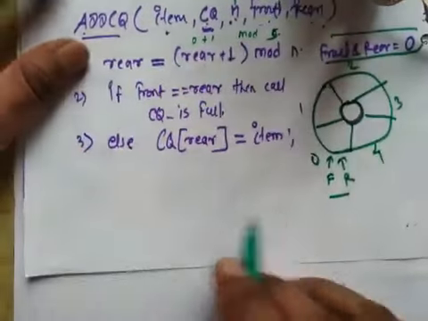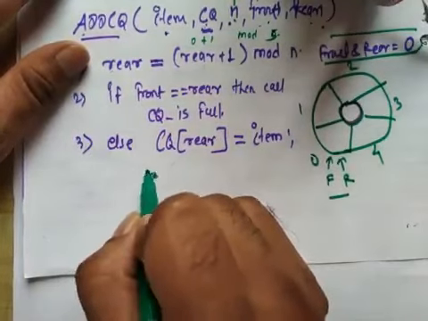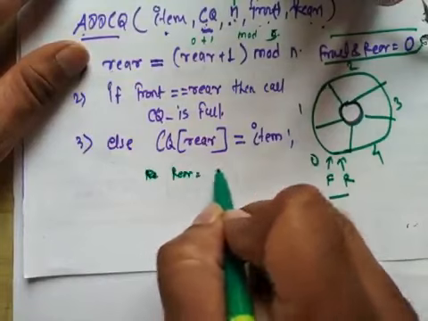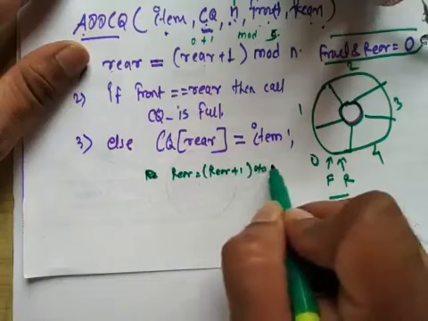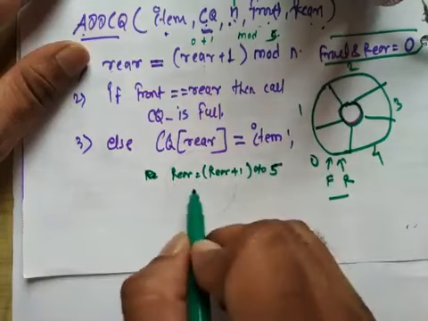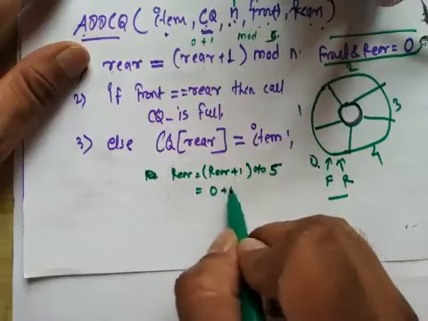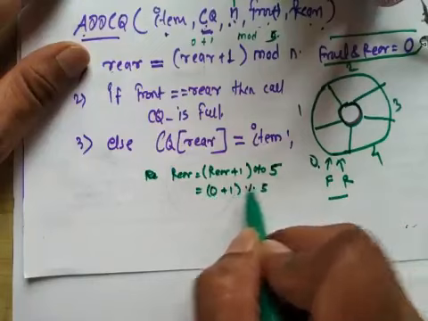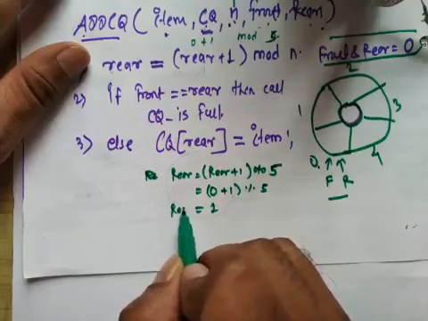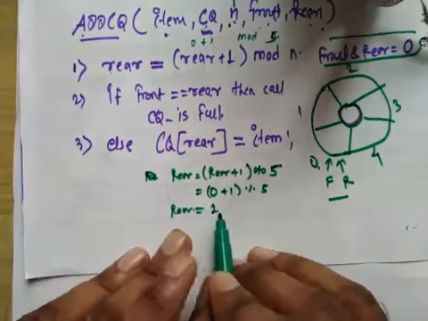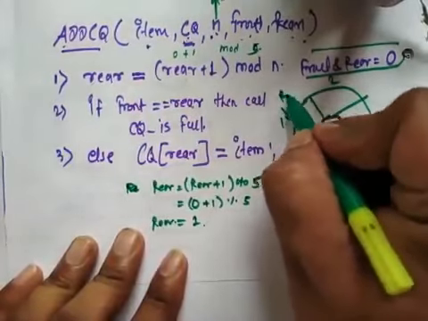How are we going to find the rear position? Like this: rear is equal to (rear plus 1) modulus of 5, meaning n. Now what is the rear value? 0, since rear is pointing to index 0, plus 1 modulus of 5. So 1 modulus of 5 is 1. Okay, so now your rear is pointing to index location 1. Now rear will jump to index location 1. So here comes your rear.